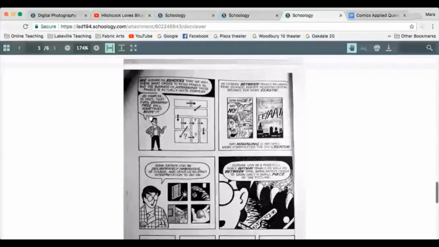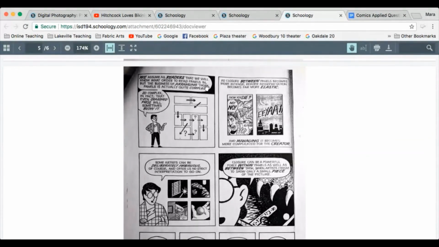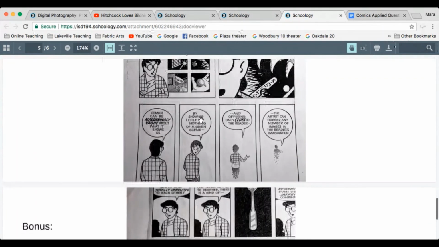Let's take a look. We assume as readers that we will know the order to read the panels, but the business of arranging panels is actually quite complex, which we kind of looked at a little bit today. So complex that even seasoned pros, people who do it a lot, will sometimes make a mistake and make it difficult to read. So usually we can go like that pretty easily, and we might go there, but then there's this other panel, should we go here? Should we go there? Now we're lost and we're not really sure. So try to make sure that it makes sense for your reader to read. So the arranging of the panels can sometimes be confusing.